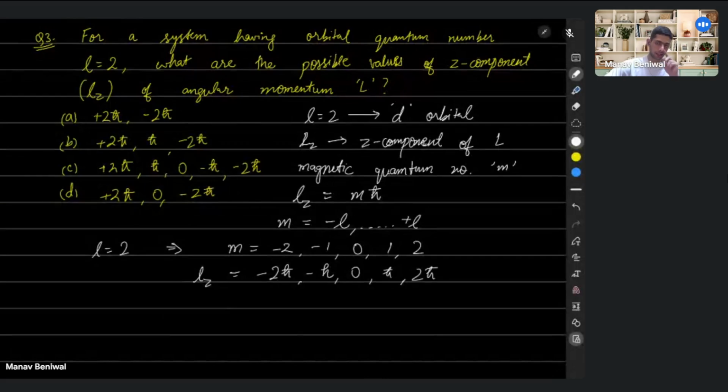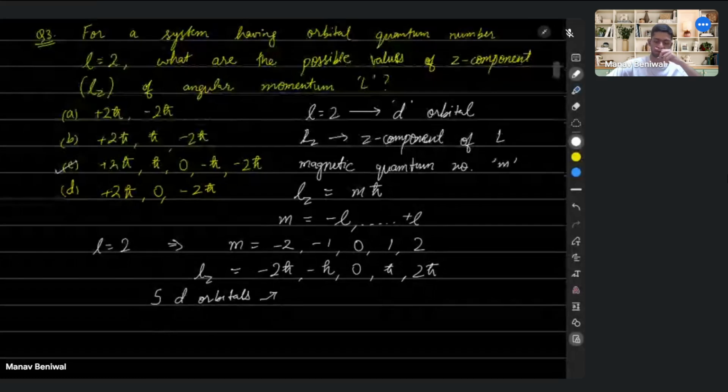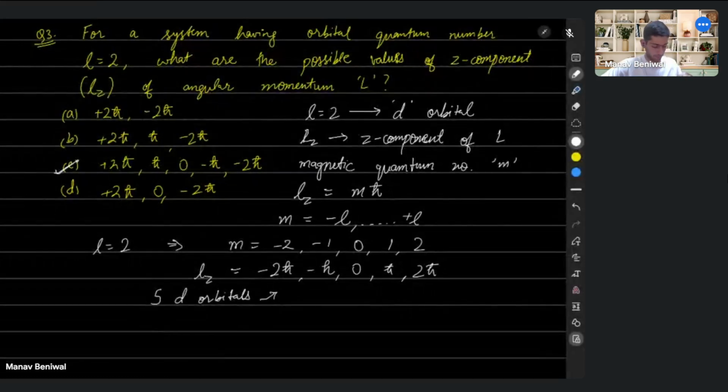All these orbitals correspond to your 5 d orbitals. We know that there are 5 d orbitals, and all these have different angular momentum Lz. So the correct option is C.